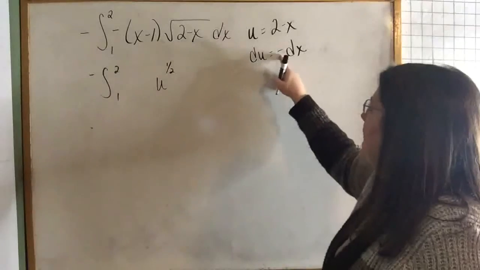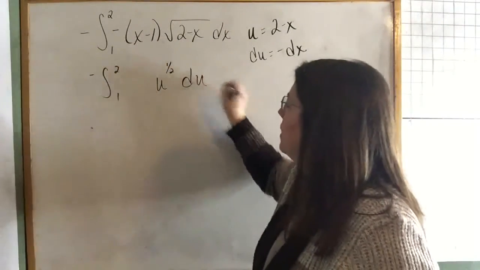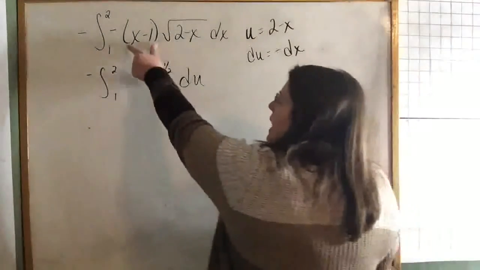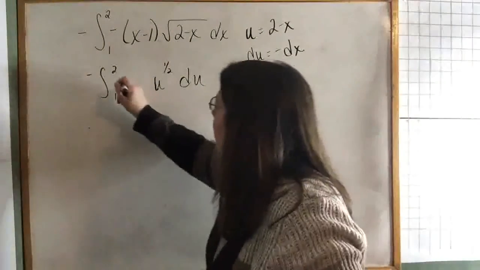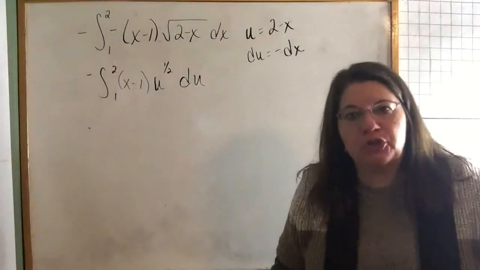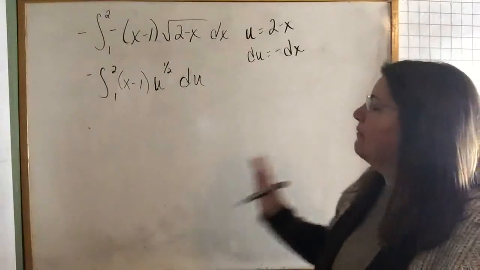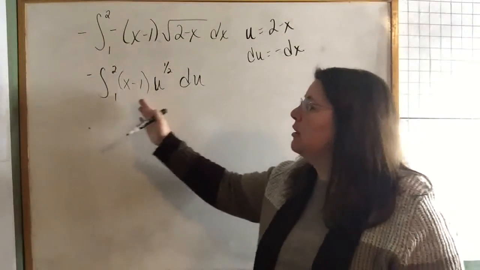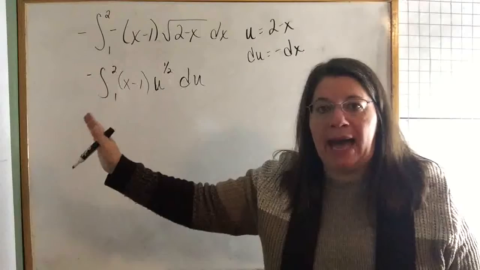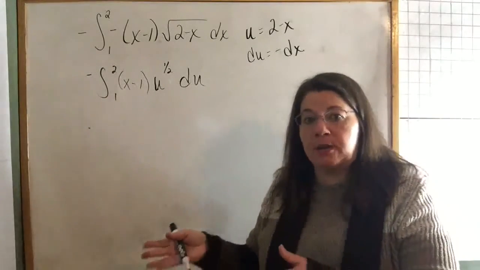My du is negative dx. So there's my negative dx. So I've got my du. But I've got this extra x minus 1 that I can't substitute for, at least not yet. So I need everything in this integral to be in terms of u. I need to get rid of all the x's because I can't integrate if I have more than one variable.